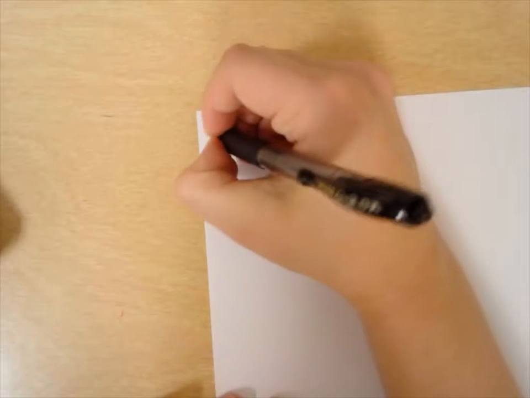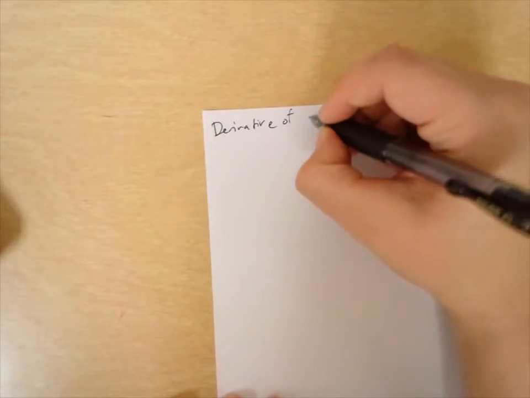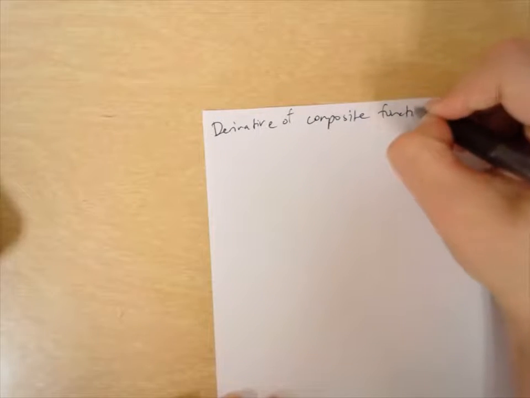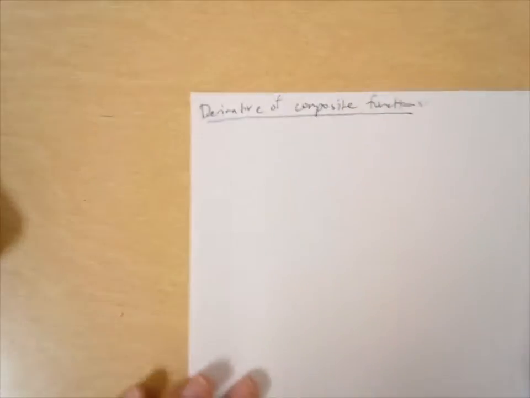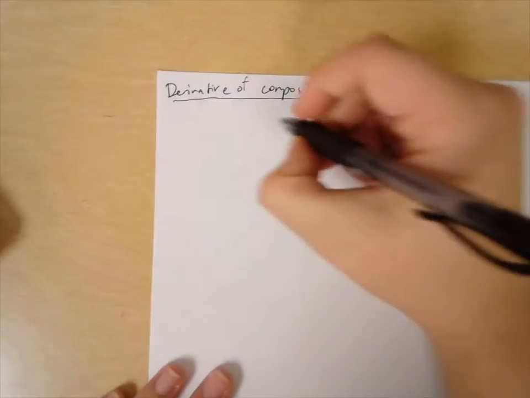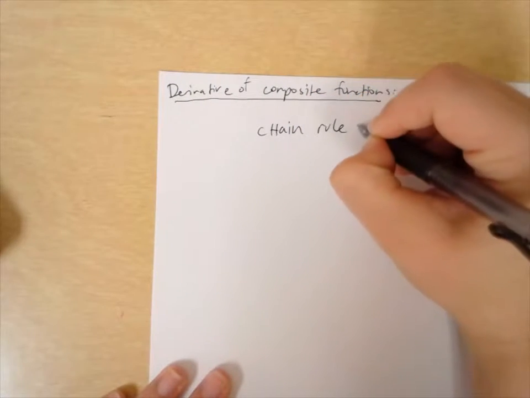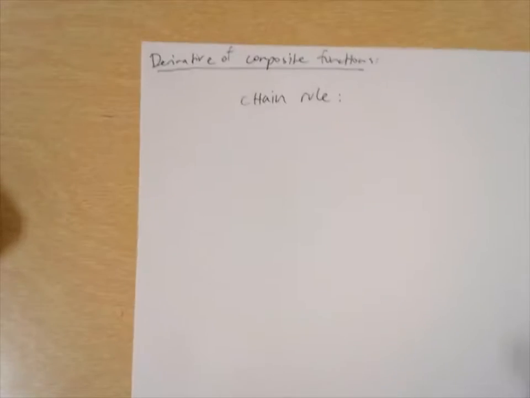To begin, let's talk about the derivative of composite functions. And the name of the game for this topic is really using the chain rule, just like our chapter is titled. And here is what the chain rule says.